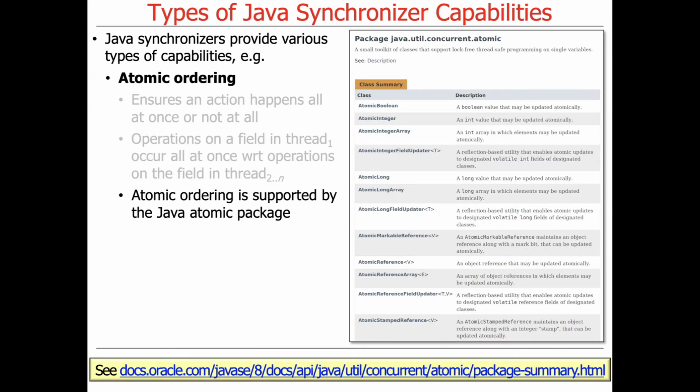Ordering is supported in various ways. The way we're going to focus here is the Java atomic package. And you have to be facile with the Java atomic package for assignment 1B, because you're going to write something called a non-reentrant spin lock using Java's atomic package.